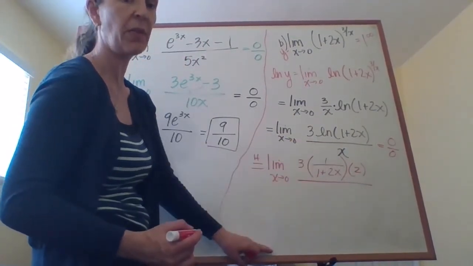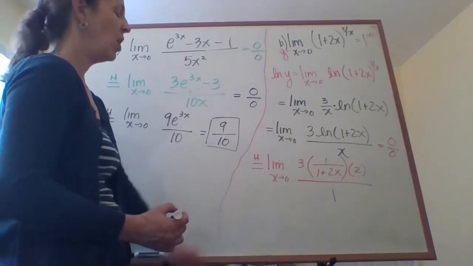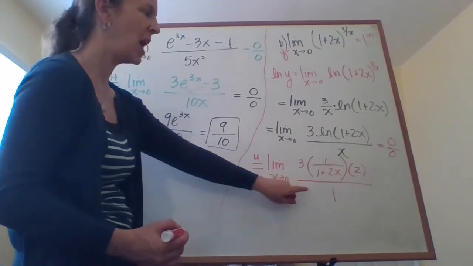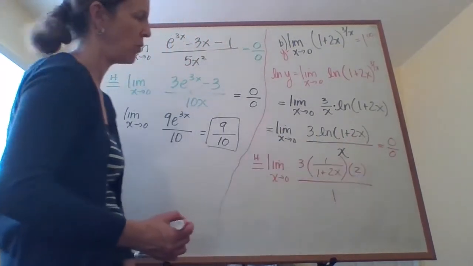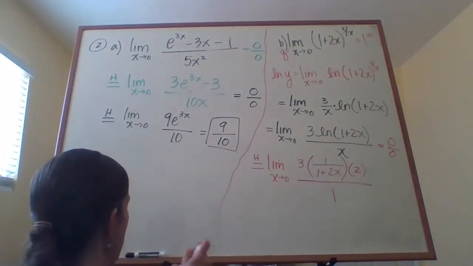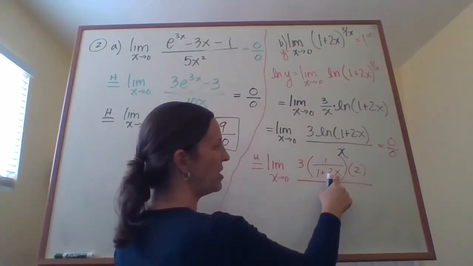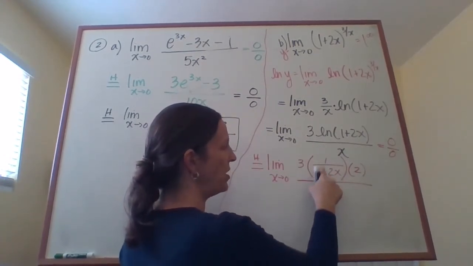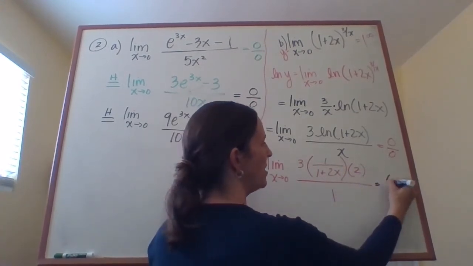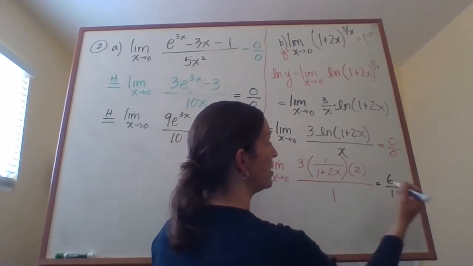Now I take the derivative of the bottom separately. Derivative of x is just 1. Already I can tell that because the denominator is a constant, I'm not going to be in an indeterminate form anymore. Okay, let's see what happens as I clean this up and take the limit as x approaches 0. If x goes to 0, 2 times 0 is 0, plus 1 is 1, so this is 1 times 3 times 2. The top is 6, the bottom is 1. That means that this whole thing goes to 6.